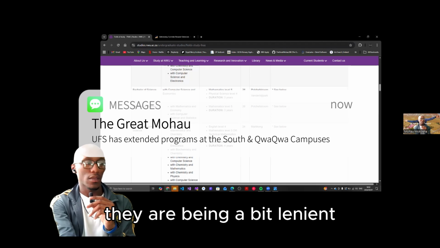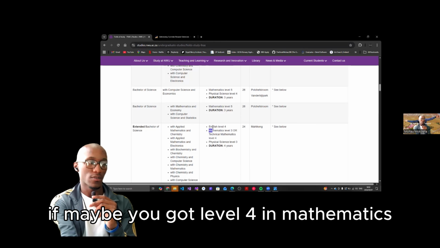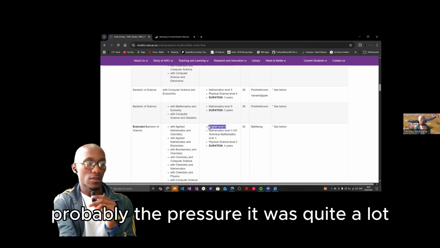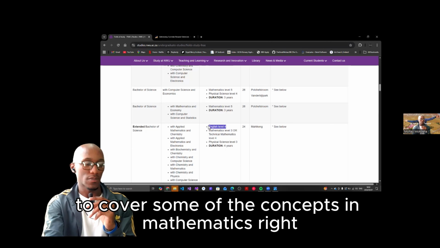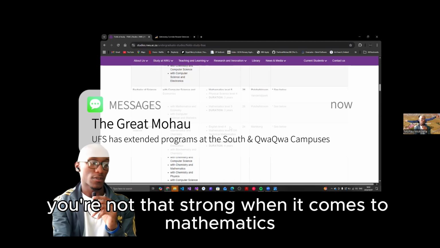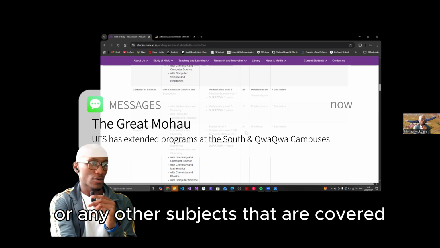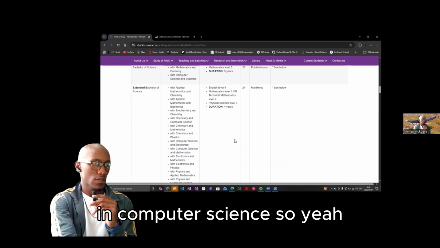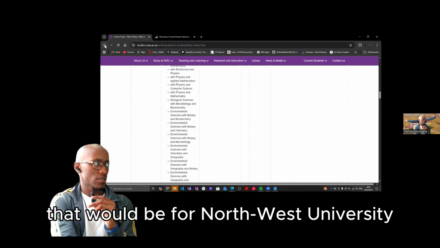So they are being a bit lenient because they do understand that if maybe you got level 4 in mathematics, probably the pressure was quite a lot and you still need some time to cover some of the concepts in mathematics, right? So meaning you're not that strong when it comes to mathematics, you need more time to be strong in mathematics or any other subjects that are covered in computer science. So yeah, that would be for Northwest University.